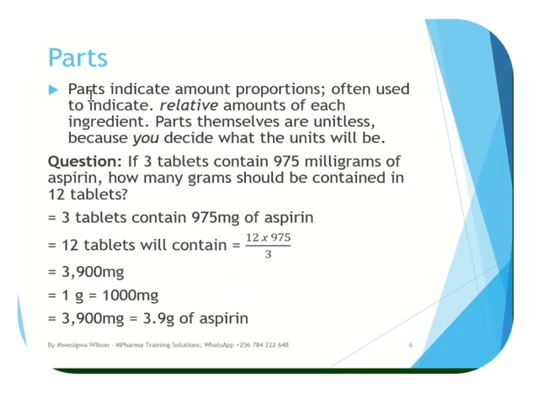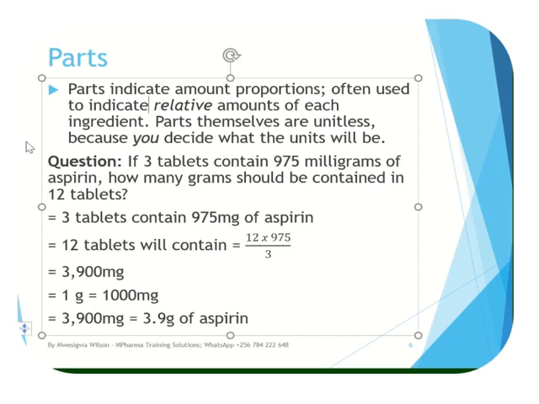Parts is often used to indicate the relative amount of each ingredient in a product. Parts themselves are unitless because you decide what the units will be, as we shall be seeing in our next calculations. This is a simple calculation. They're saying if 3 tablets contain 975 milligrams of aspirin, how many milligrams would be contained in 12 tablets?